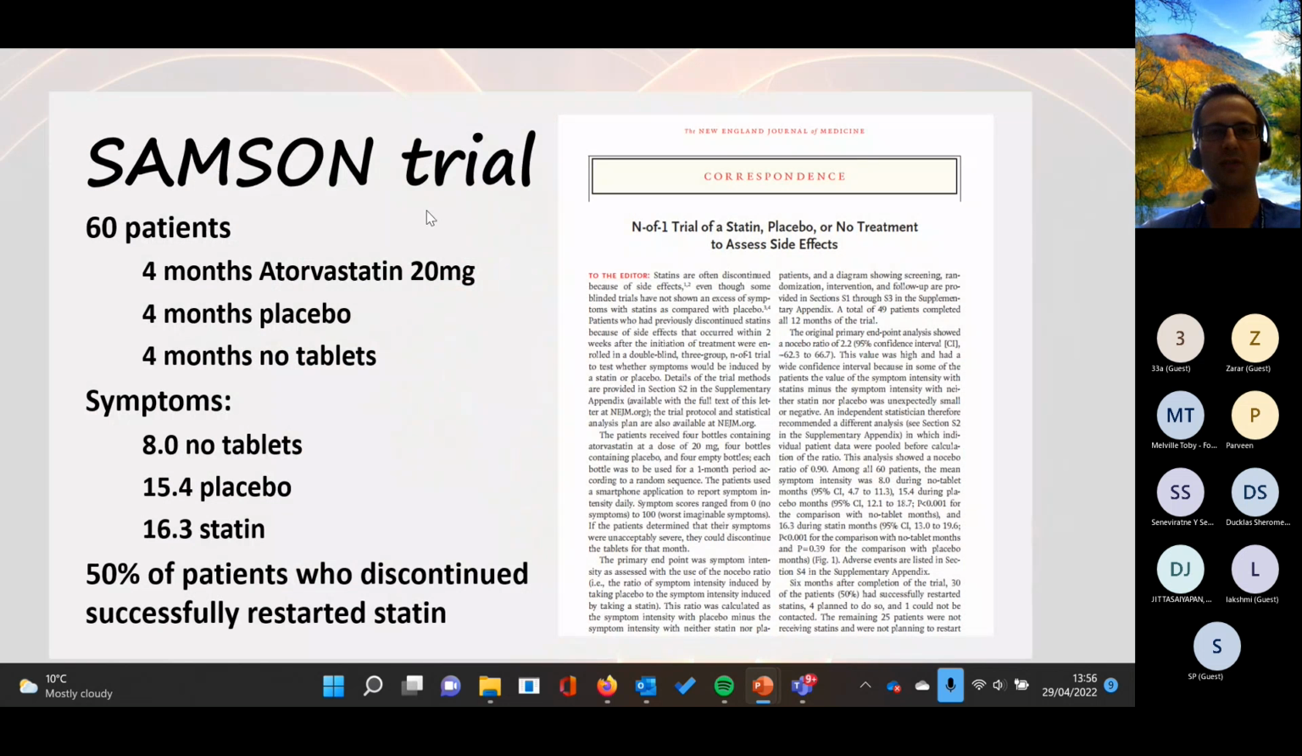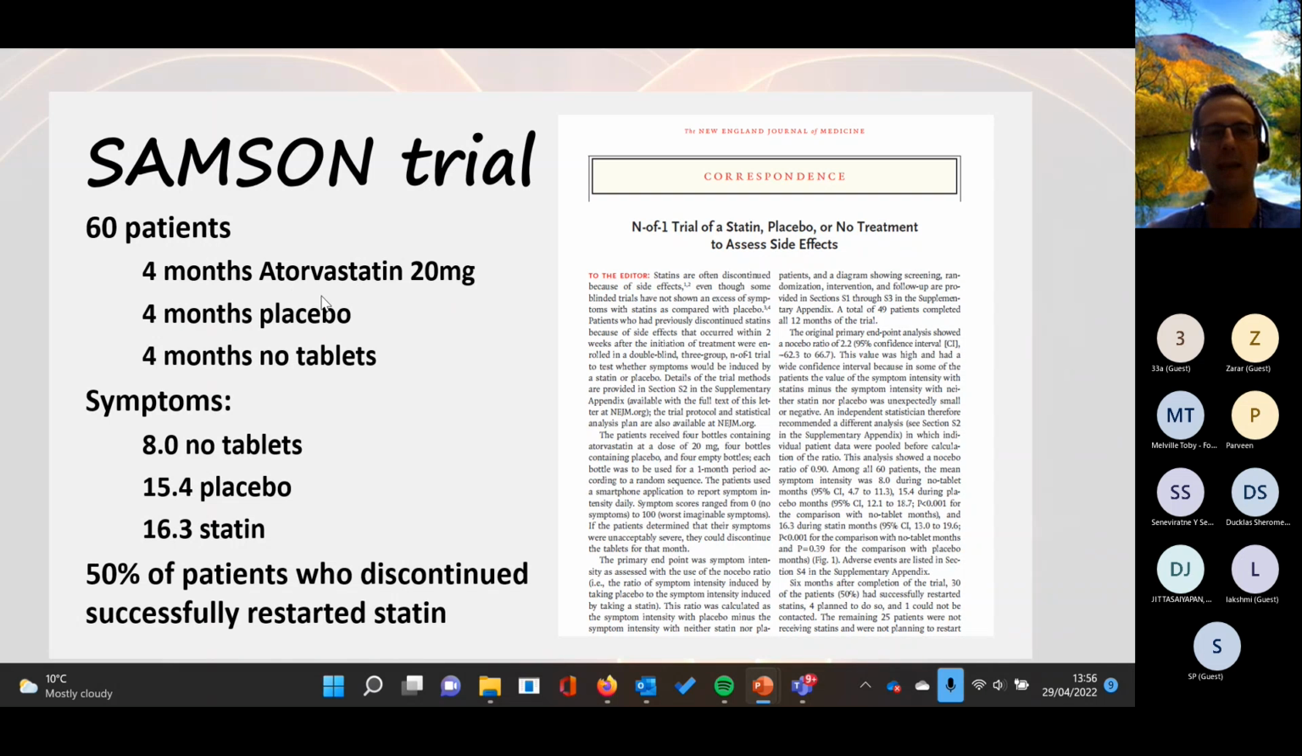SAMSON is a trial which everyone, I think, should be aware of. Beautiful, beautiful little study, the kind of thing I wish I had done because it was so easy and so valuable. So they found 60 patients who were intolerant of statins. And for 4 months, they gave them atorvastatin. For 4 months, they gave them a placebo. And for 4 months, they gave them no tablets at all. And the patients didn't know which 4 month period they were on because, well, they knew when they weren't on tablets, but they didn't know obviously if they were on placebo or atorvastatin.